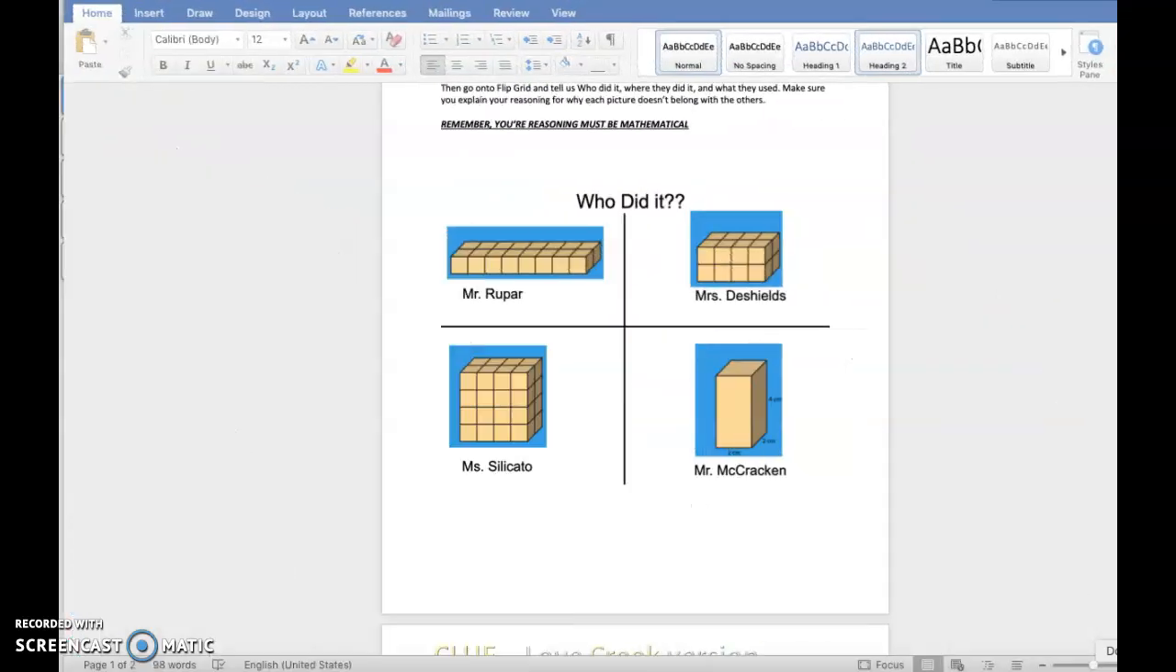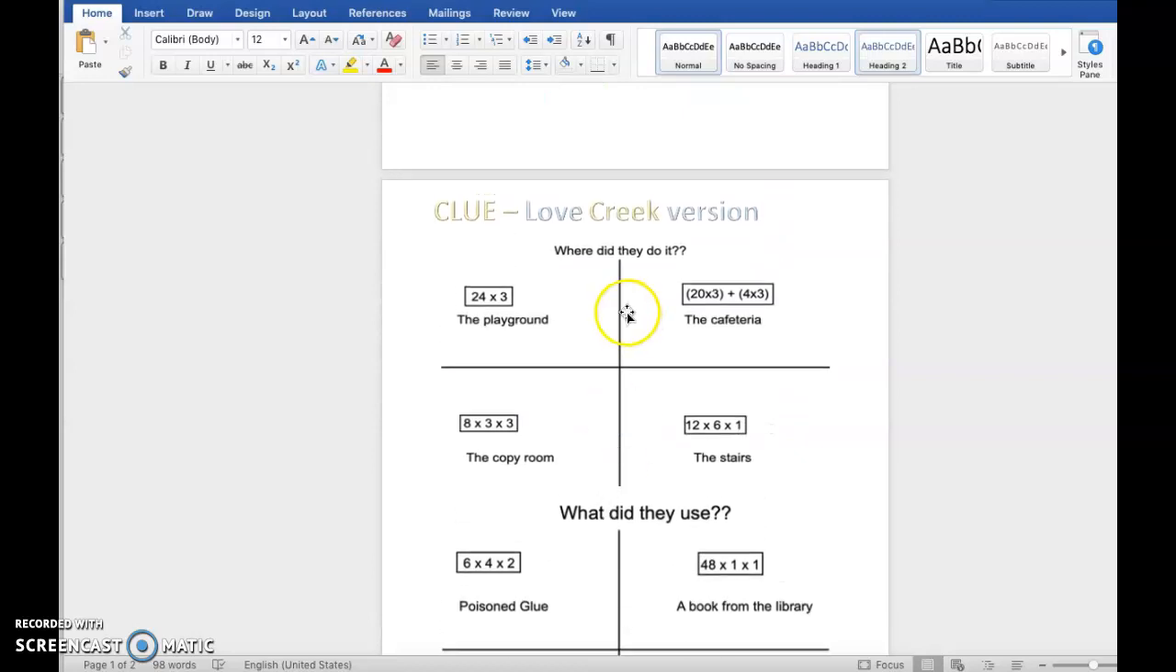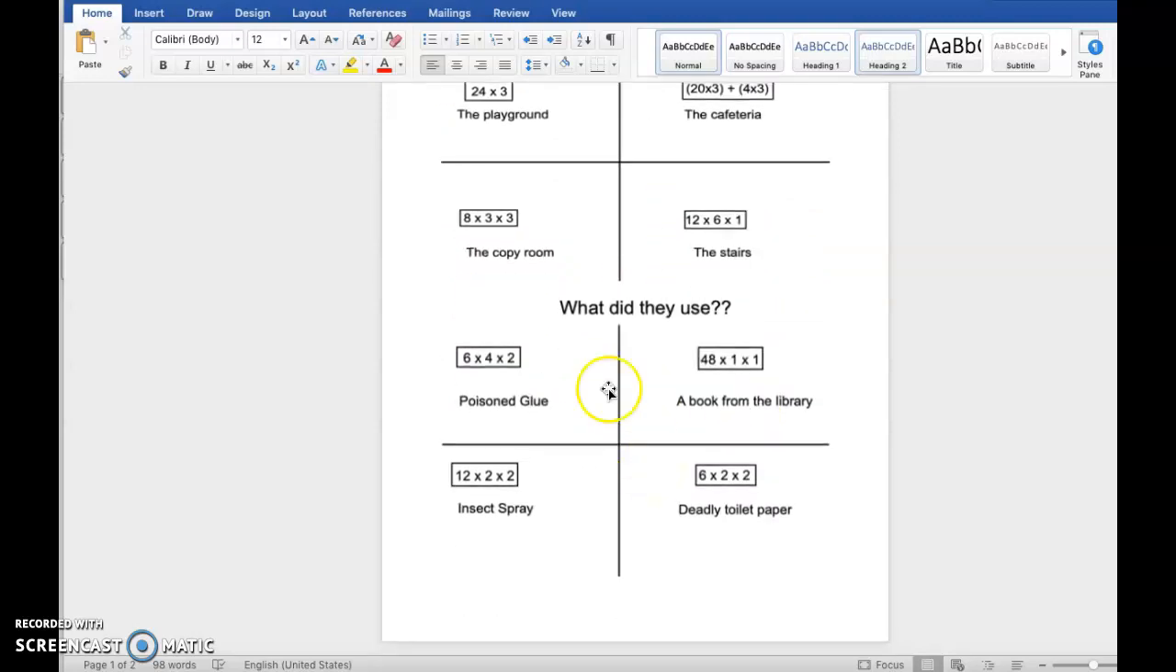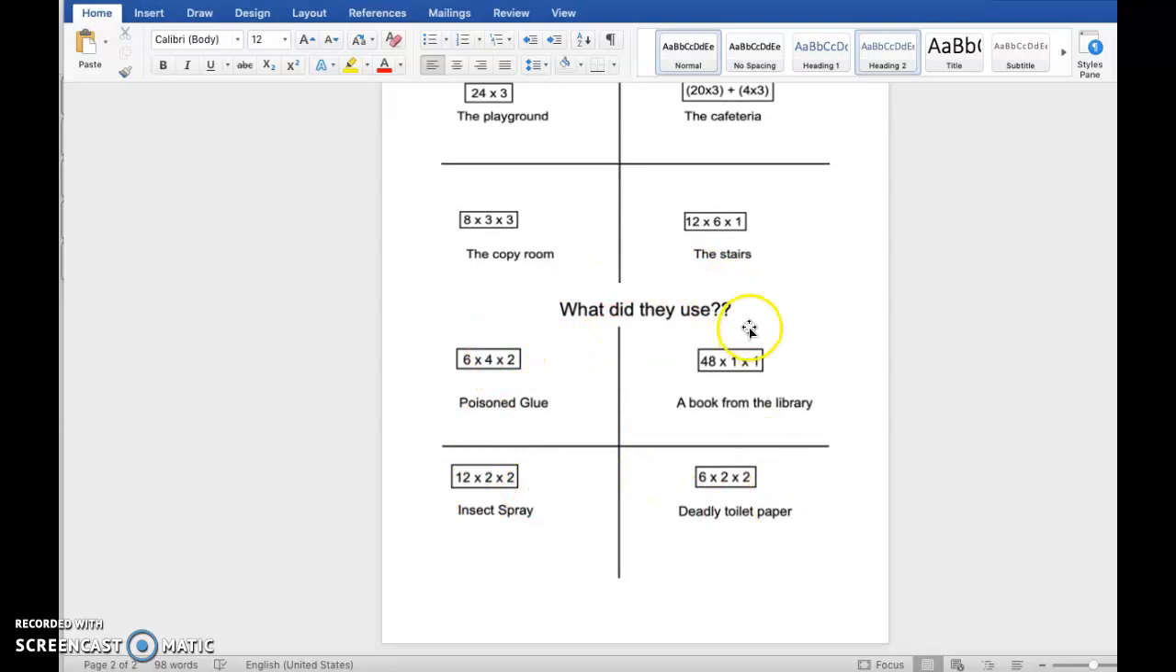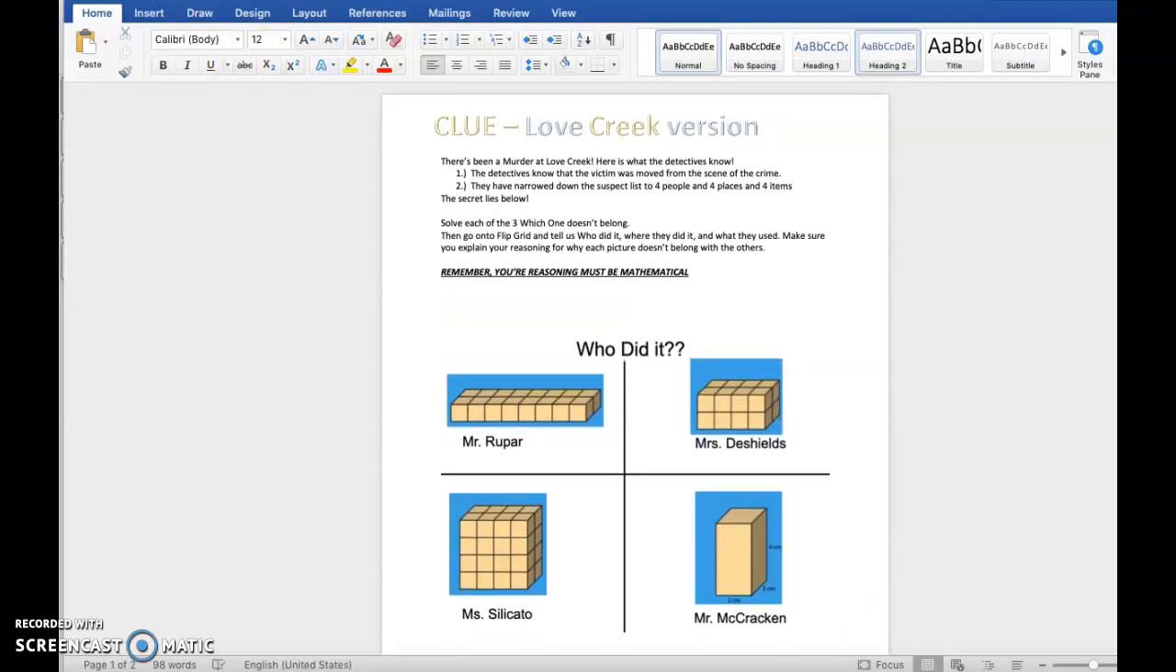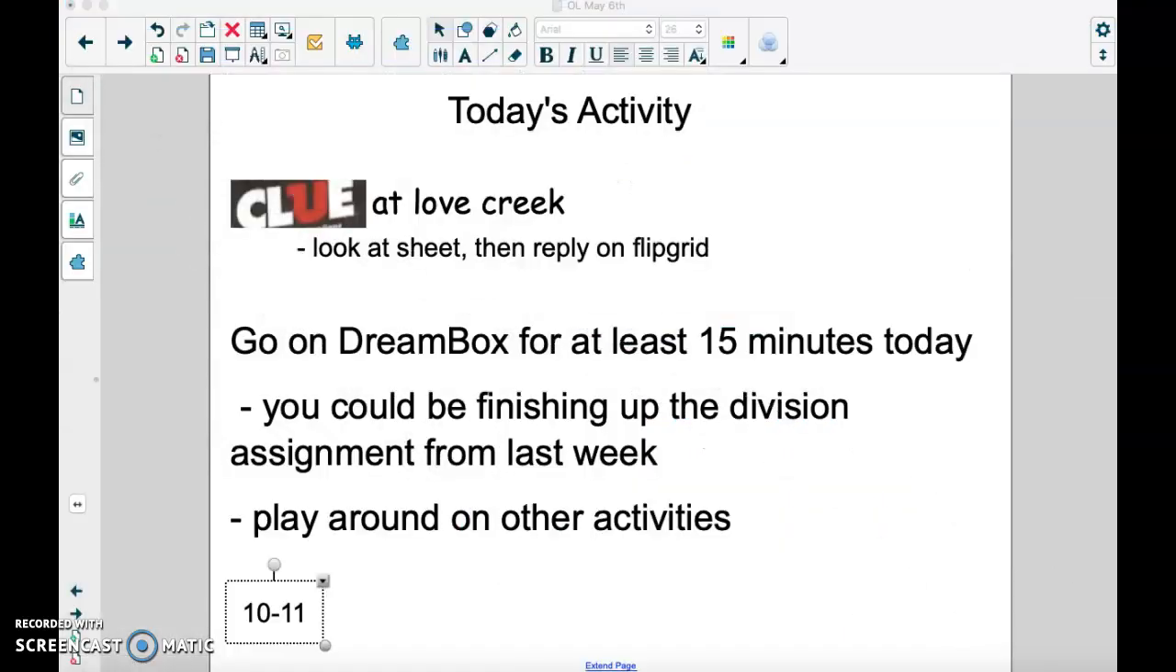So if I pull it up real quick, you've got a which one doesn't belong for who did it, right? They've got these 4 pictures. You decide which one doesn't belong and what your reasoning is. Then you come down here, okay, where did they do it? Again, figure out which one doesn't belong and what your reasoning is, okay? And then what did they use? Figure out which one doesn't belong and then find your reasoning. And then you're going to go into Flipgrid and explain why your answer is what it is.